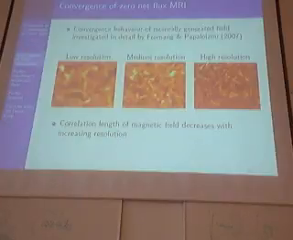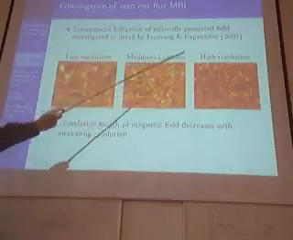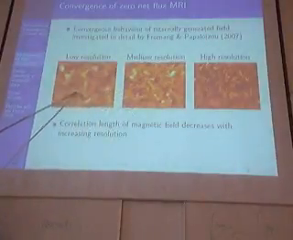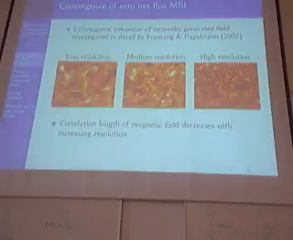I like this plot a lot. I think this is the magnetic field, some component, at some slice through the box. And this is for low resolution, medium resolution, high resolution. And what you see is that the typical correlation length scale of the field actually goes down with increasing resolution, with no convergent length scale.